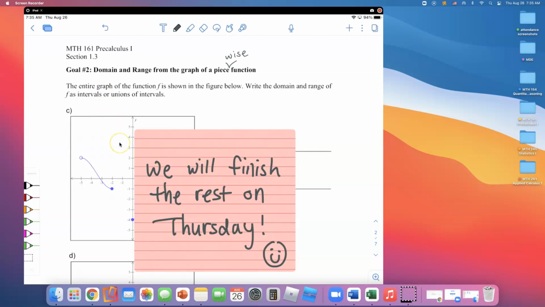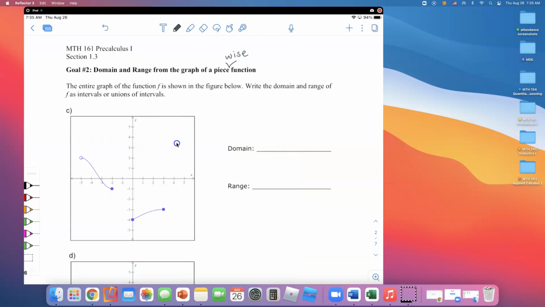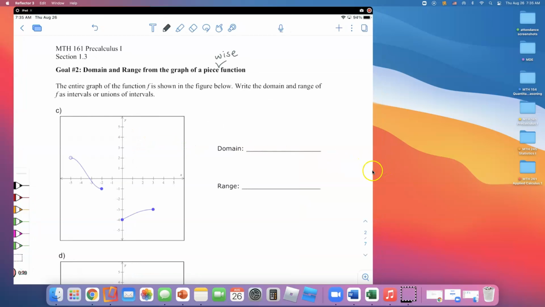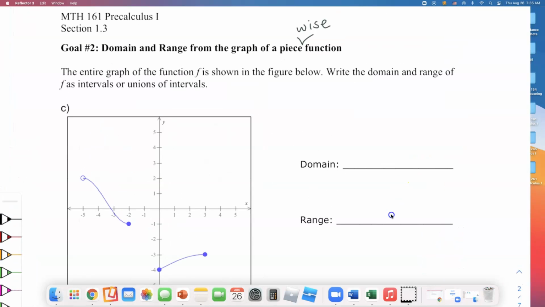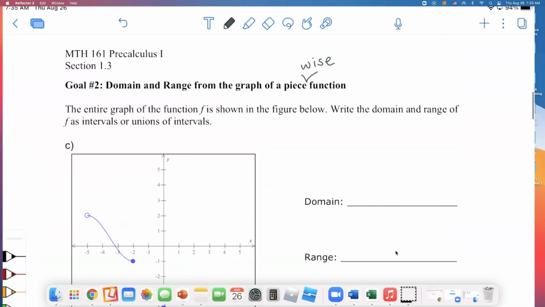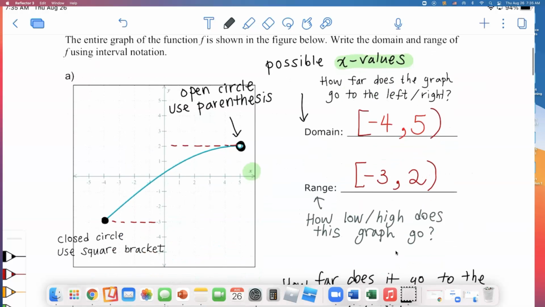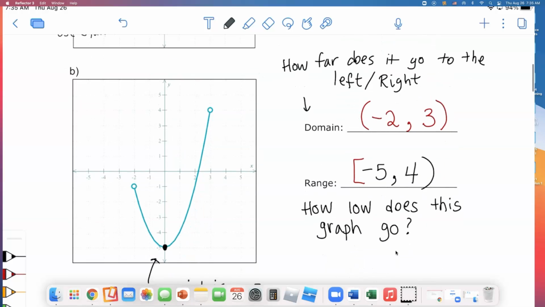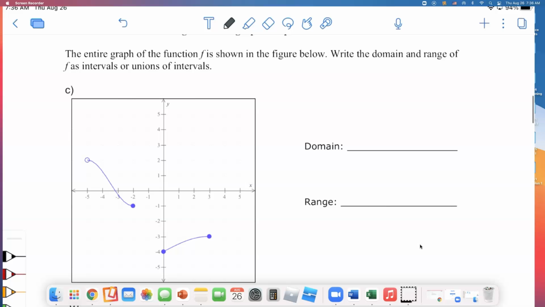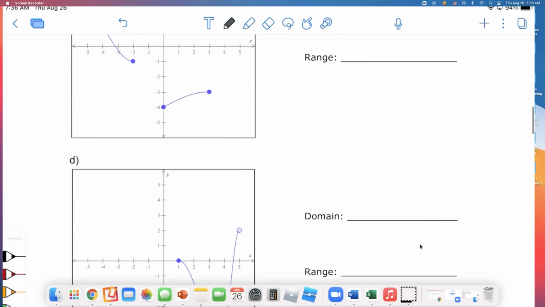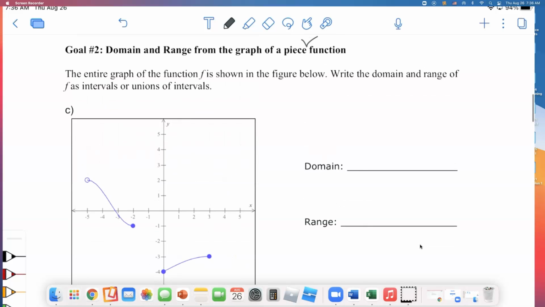All right, let me remove this sticky. All right, so first class, we talked about how to find domain and range from the graph of a continuous function. So we had one piece of graph and we were using interval notation to write their domain and range. Now in this video, we will find the domain and range, same thing, just that we have two pieces, okay, piecewise function. So here's the first one.